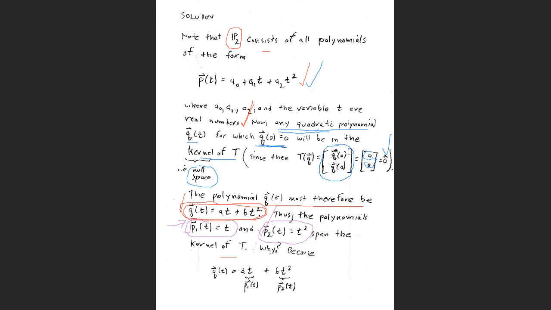And another way to look at it is that the vectors q of t that comprise the kernel of the transformation are simply linear combinations of p1 of t and p2 of t. And so the vectors p1 of t and p2 of t, which in this case are polynomials in the second degree polynomial space, those p1 and p2 vectors span the kernel of T.